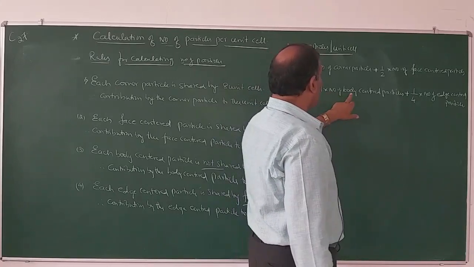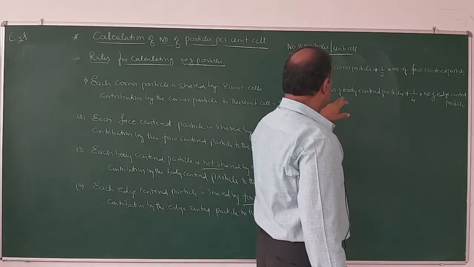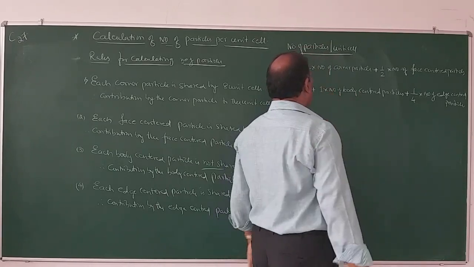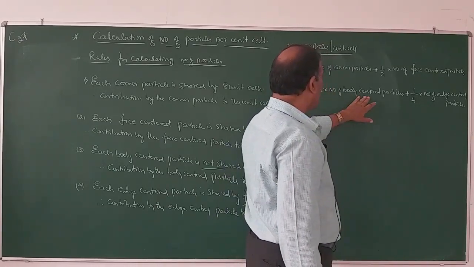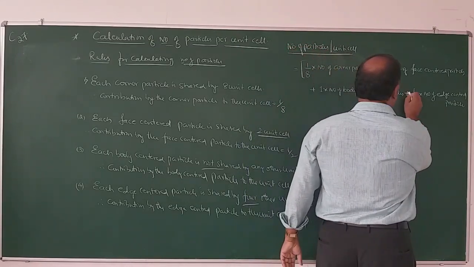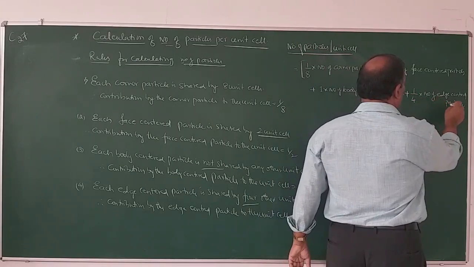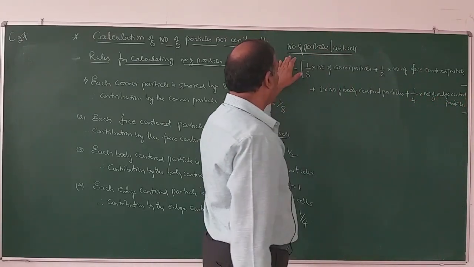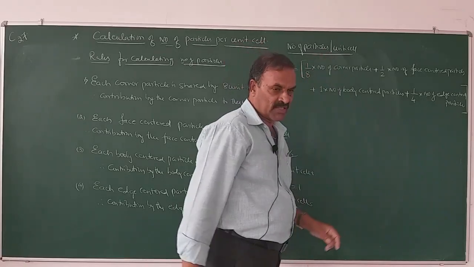1 into number of body-centered particles. Body-centered particles, usually there is only one. 1 into number of body-centered particles plus 1 by 4 into number of edge-centered particles gives you the number of particles per unit cell.